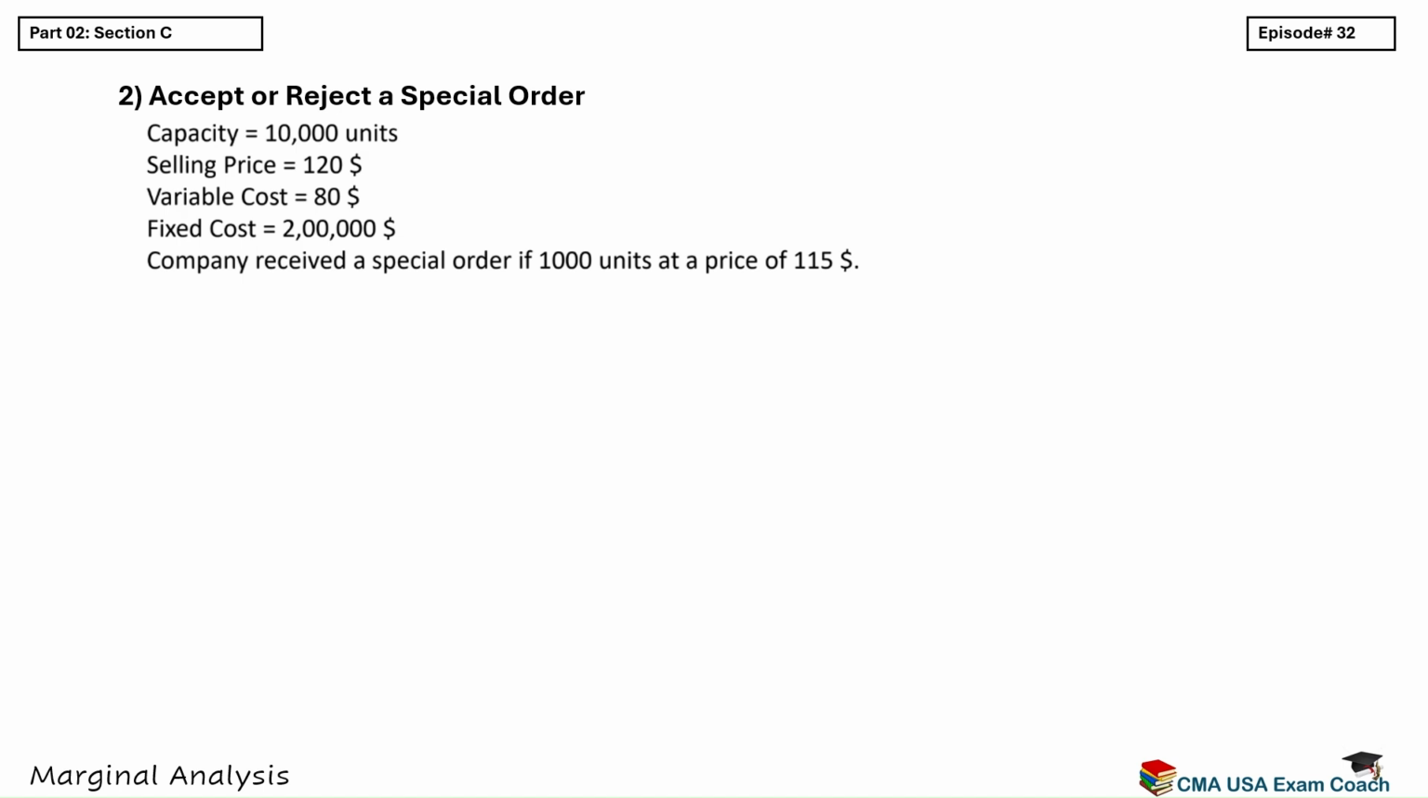What if the company is currently working at 9,500 units? Remember, the total production capacity is 10,000 units. So, if they are already producing 9,500 units, that means they only have 500 units of excess capacity available. But the special order is for 1,000 units, which means they can only fulfill part of the order using the spare capacity. For the remaining 500 units, they would have to cut into regular production. This scenario is a mixed capacity situation, where part of the order can be fulfilled using excess capacity, and the rest requires sacrificing regular sales.